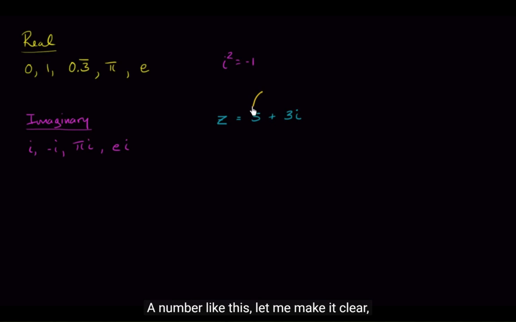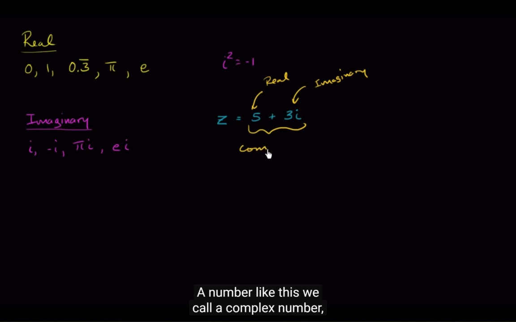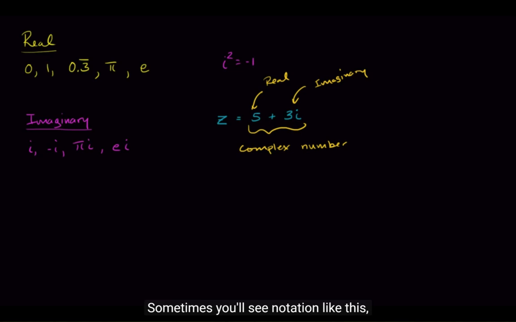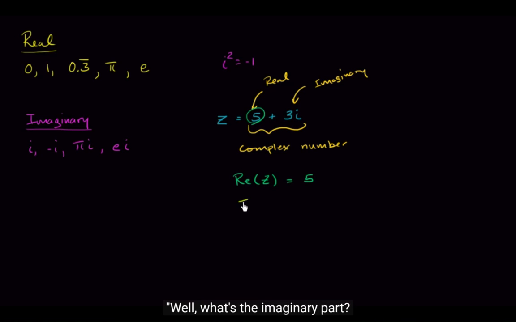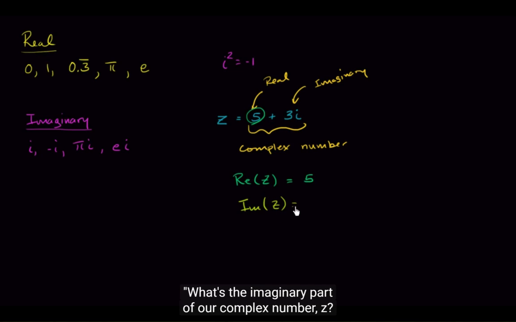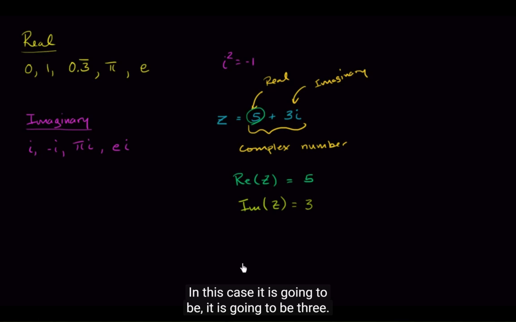A number like this, let me make it clear, that's real, and this is imaginary. A number like this, we call a complex number. It has a real part and an imaginary part. And sometimes you'll see notation where someone will ask, what's the real part of our complex number z? Well, that would be the 5 right over there. And then they might ask, what's the imaginary part of our complex number z? Typically the way this function is defined, they want to know what multiple of i the imaginary part is. And in this case, it is 3.